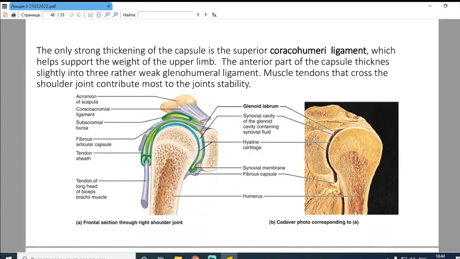Muscle tendons that cross the shoulder joint contribute most to joint stability. Here you see the acromion, coracoacromial ligament, fibrous capsule, tendon sheath, tendon of the long head of the biceps brachii muscle, and synovial cavity. The glenohumeral ligament is absent in the picture.